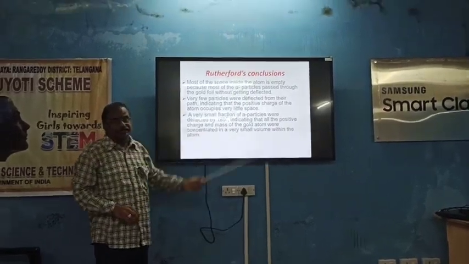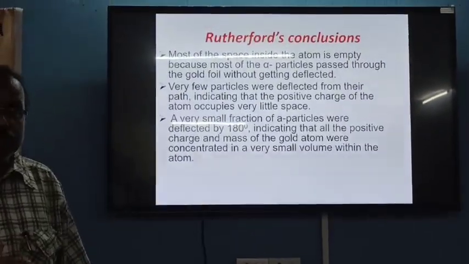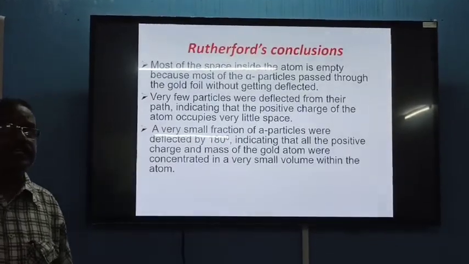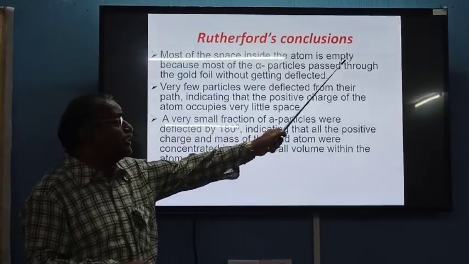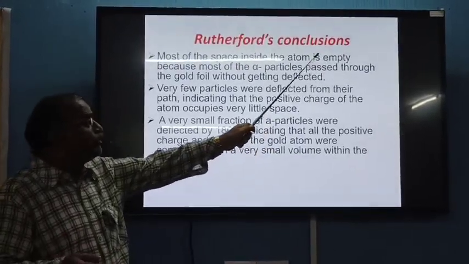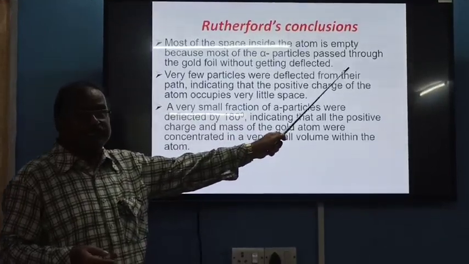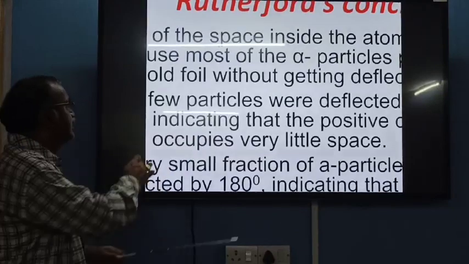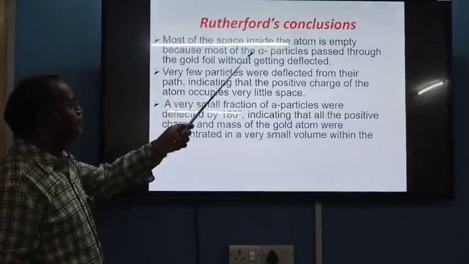what did he conclude? What is the first observation? Most of the particles are passing through the atom. This indicates that most of the atom is empty. Most of the space inside the atom is empty. Based on what? Because alpha particles are passing through directly without any deflection. Based on this, it was identified that there is a lot of space inside the atom.